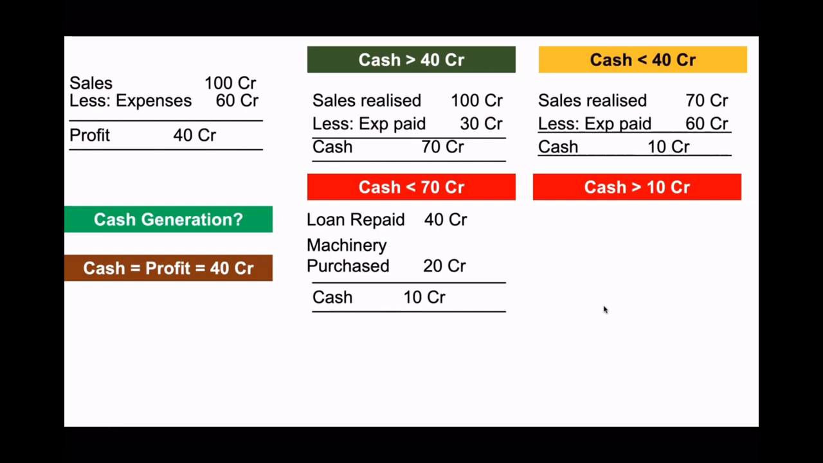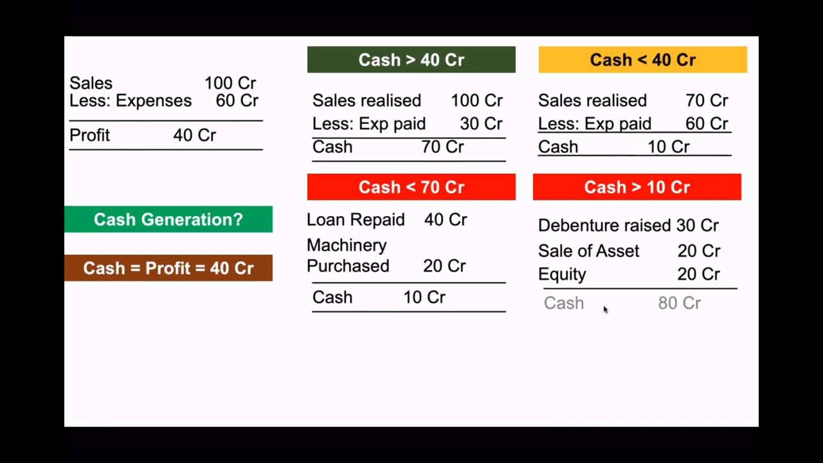And in the second scenario, let's say a debenture has been raised, and money has come in for 30 crore. Some asset has been sold, and 20 crore had come in. Equity, money had come in from owners, 20 crore. So we have 70 crore coming in, and now the total position is 80 crore. So what we have to understand is, in business, cash is not generated merely by profit. It is from various activities.